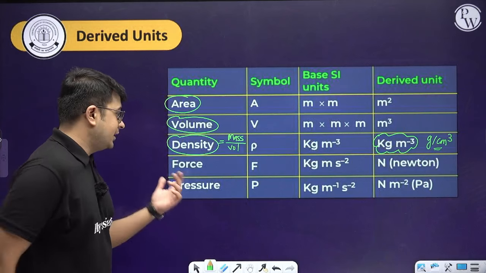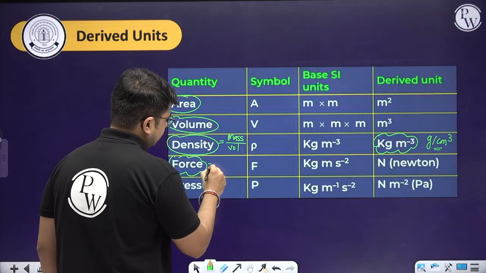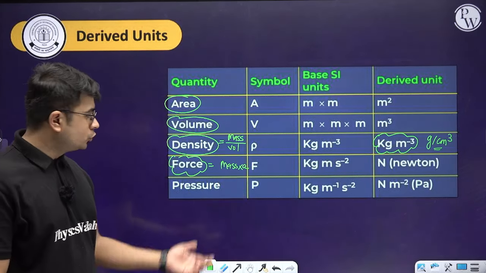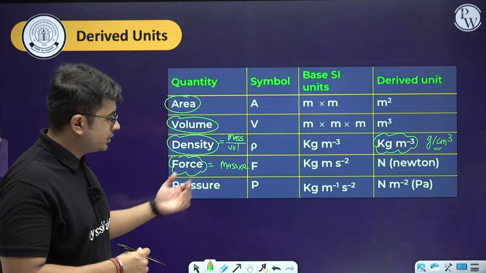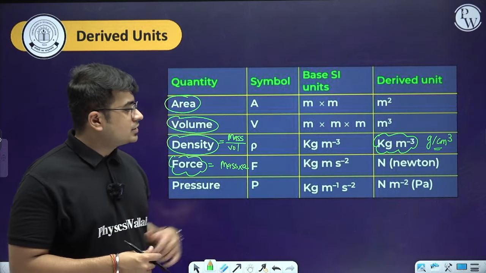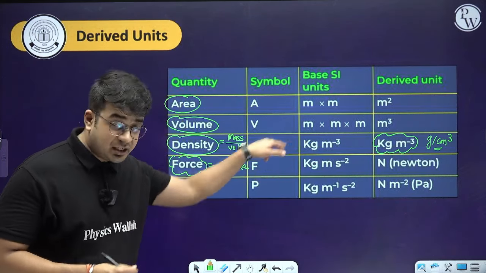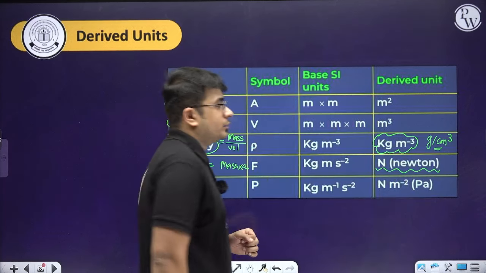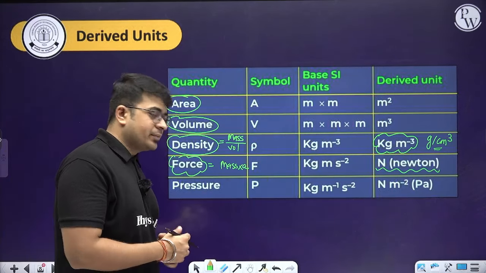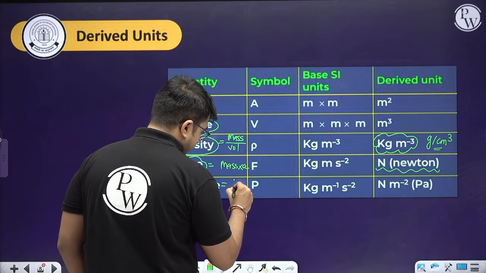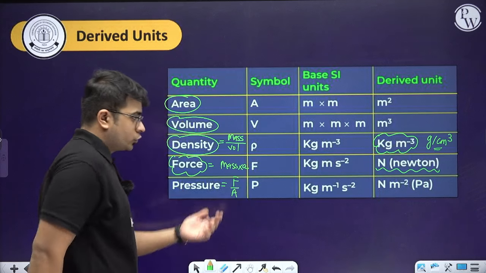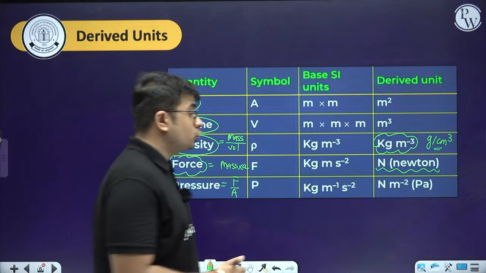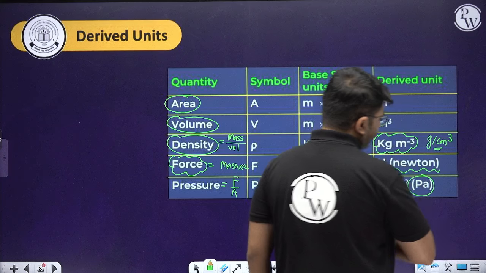Just like that, we have force. F is mass into acceleration. You know the unit of mass is kilogram and acceleration is meter per second square. So it is kilogram meter per second square, and this entire unit is known as a Newton. Similarly, we have pressure, which is force per unit area. Force is in Newton and area is in meter square, so Newton per meter square, which is also known as Pascal.